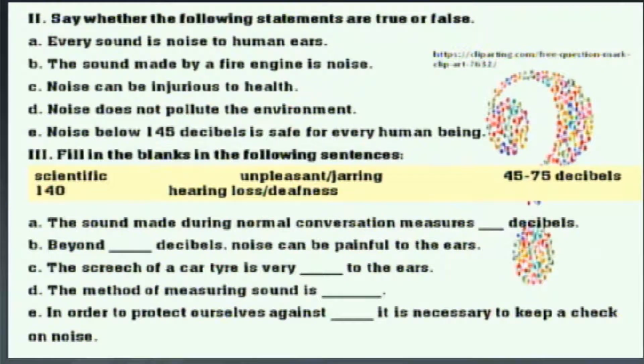The screech of a car tire is very clear. You can make out it is unpleasant or jarring to the ears. The method of measuring sound is, yes, scientific. It is a scientific one. And the unit for measuring is decibel. In order to protect ourselves against hearing loss or deafness, it is necessary to keep a check on noise. So I hope part 1 is clear to you all.